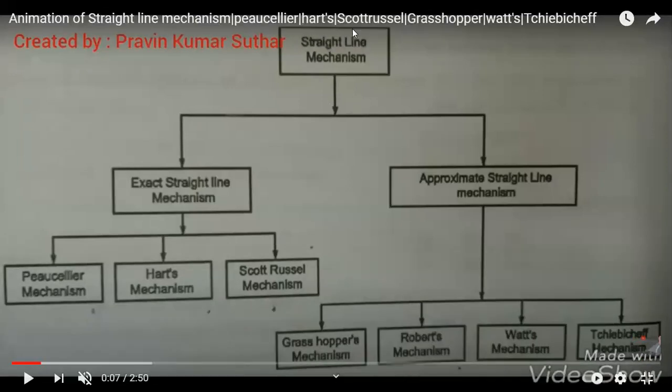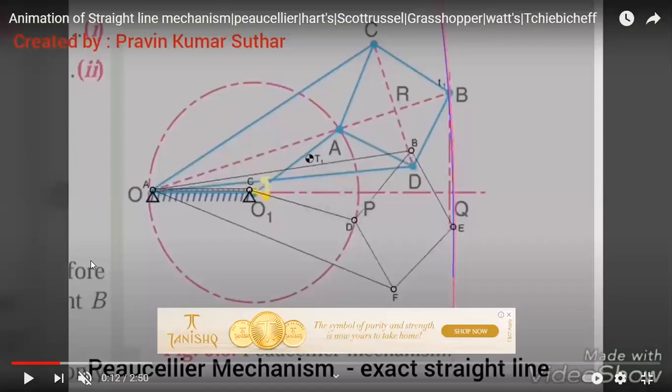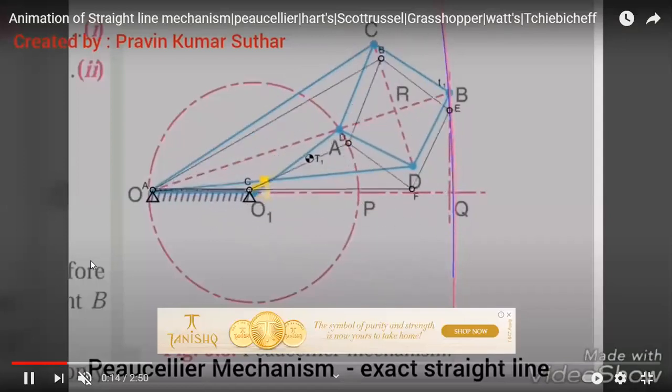So we are seeing the straight line mechanism motions and dividing them into two types, exact straight line mechanism and approximate straight line mechanism. In these, the first one is the exact straight line motion mechanism. It can be divided into peculiar, Hart's and Scott-Russell. So today we are explaining the peculiar mechanism. So this is the peculiar mechanism.